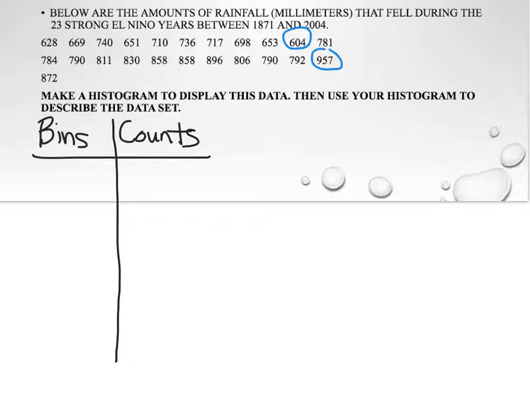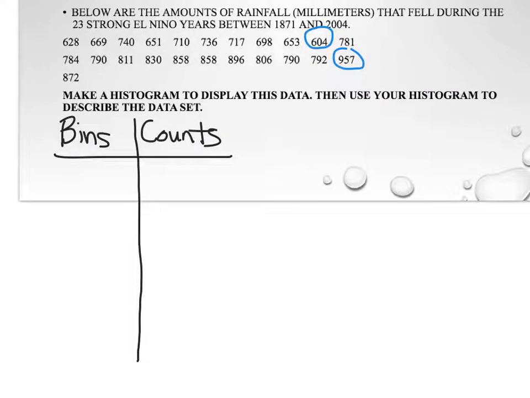So 604 is really close to 600. Let's pick a nice easy start place, and we're going to say that we're going to start at 600. And let's count by hundreds to make it easy. So we're going to go 600 to 700. And we're going to use some special notation. At our 600, we're going to put this square bracket. What this square bracket means is that we're going to include the number 600 if it shows up in our data set. It goes in this bin, right?